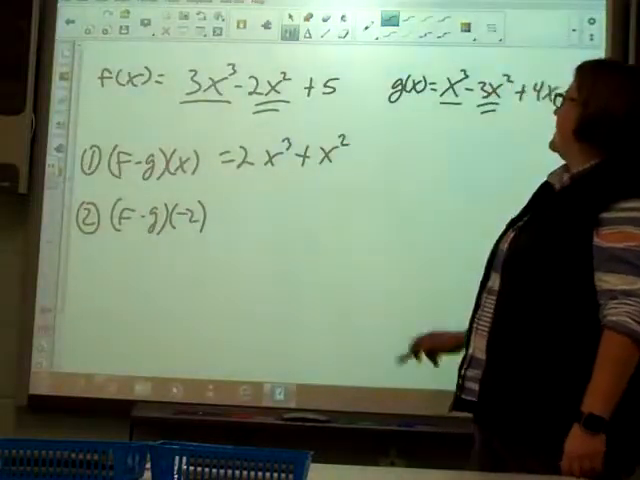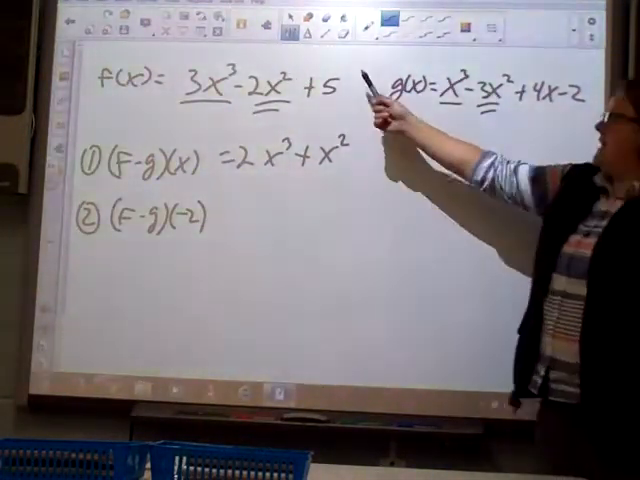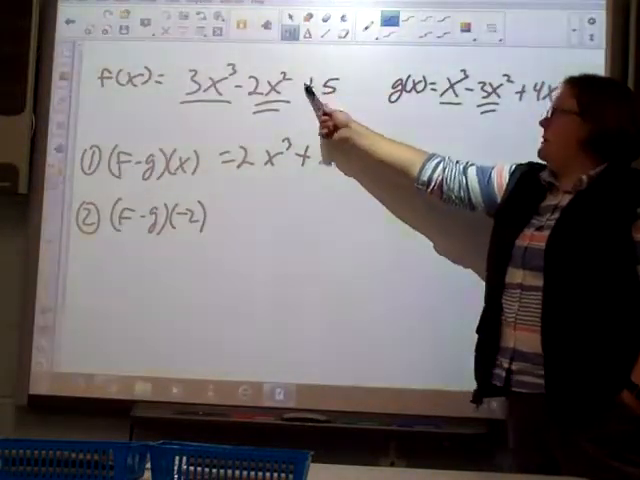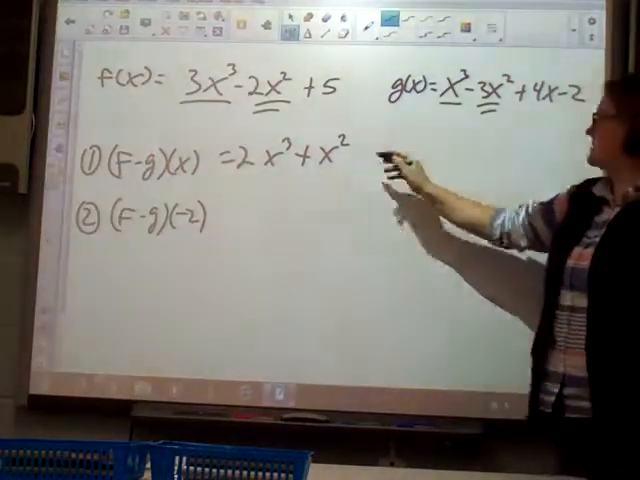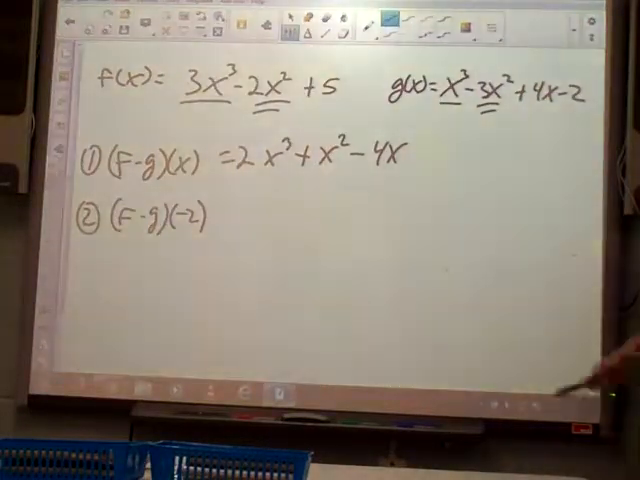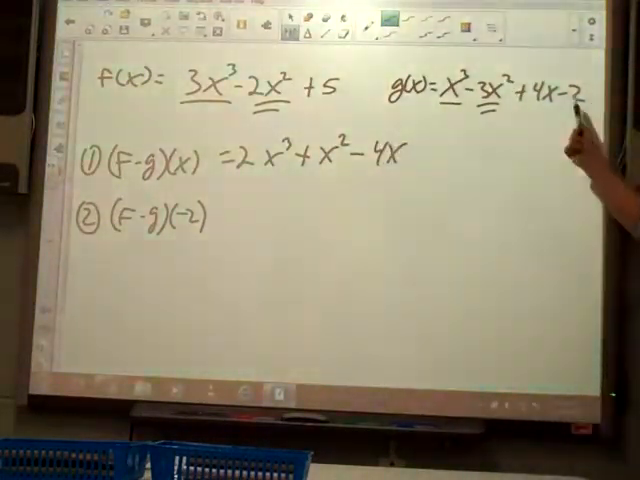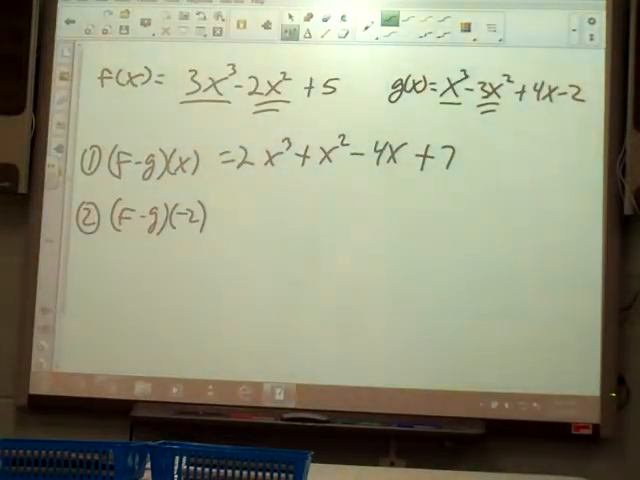Positive 1x squared. Alright, now when I'm looking in the f of x, there's no x to the first. So that's the same as saying 0x, there's not an x over here. 0x minus 4x. -4x. Good, Chloe. And then to my constants, 5 minus -2. Plus 7. Plus 7 is correct. So there's your first answer. Good job. It's just a subtraction problem.